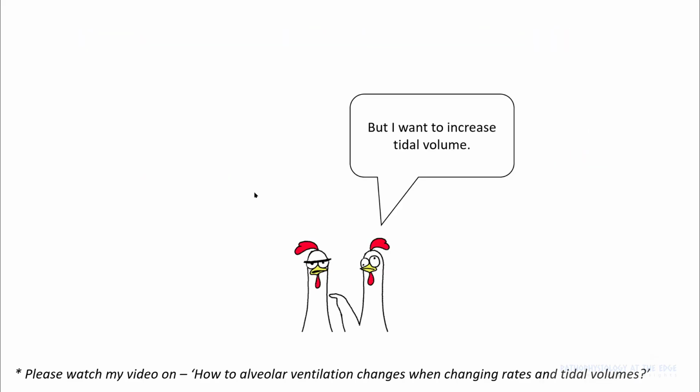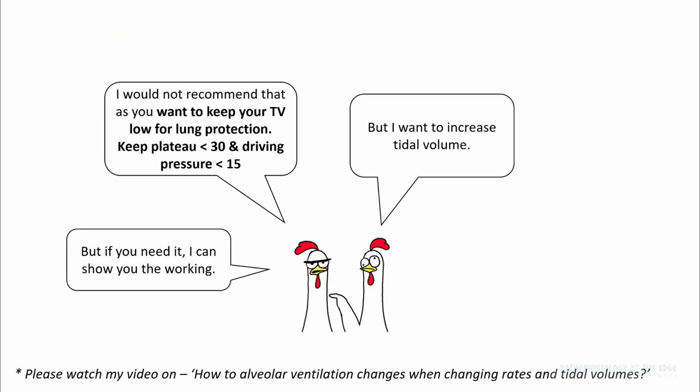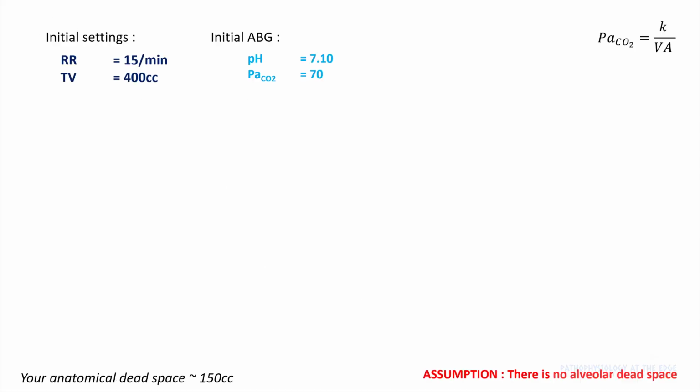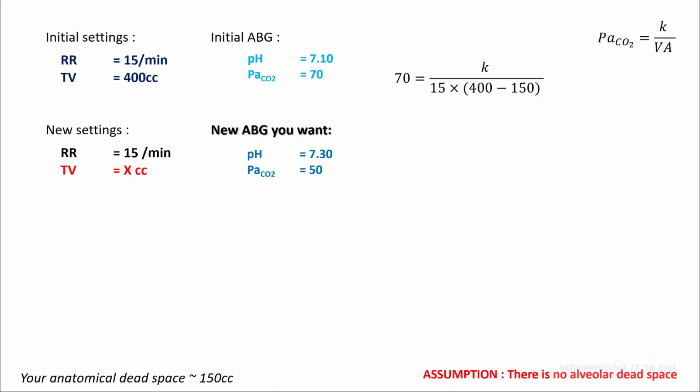Another way to improve your CO2 would be increasing your tidal volumes. However, understand that you need to have lung protective ventilation, and you should attempt to keep your plateau less than 30 and driving pressure less than 15 when changing your tidal volumes. And the working of changing the tidal volume is pretty much similar.